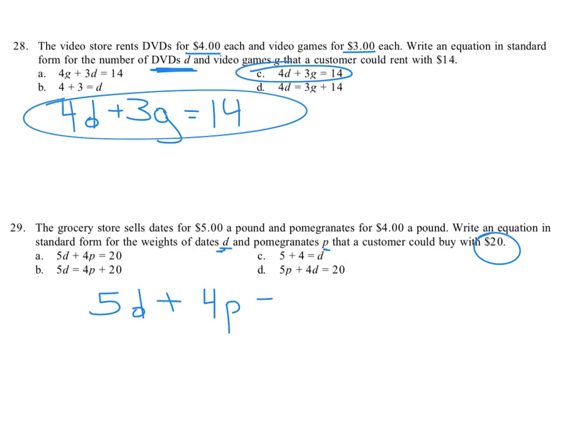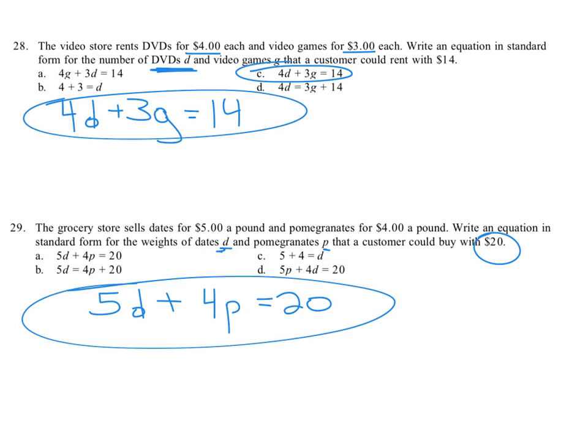And then how many could a customer buy with $20? Well, you're going to set it equal to $20. And that's your answer there. So 5D plus 4P equals 20. That's A.